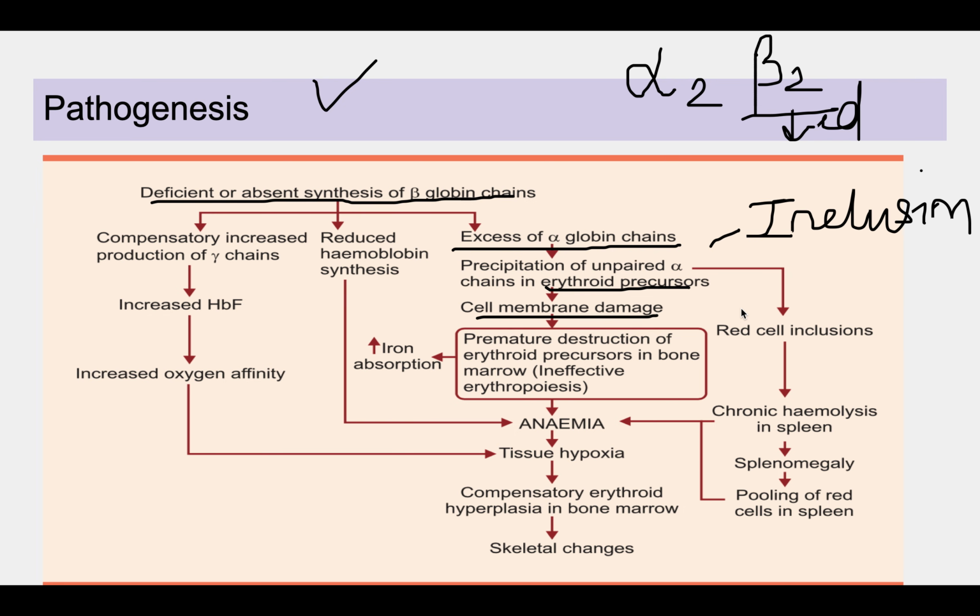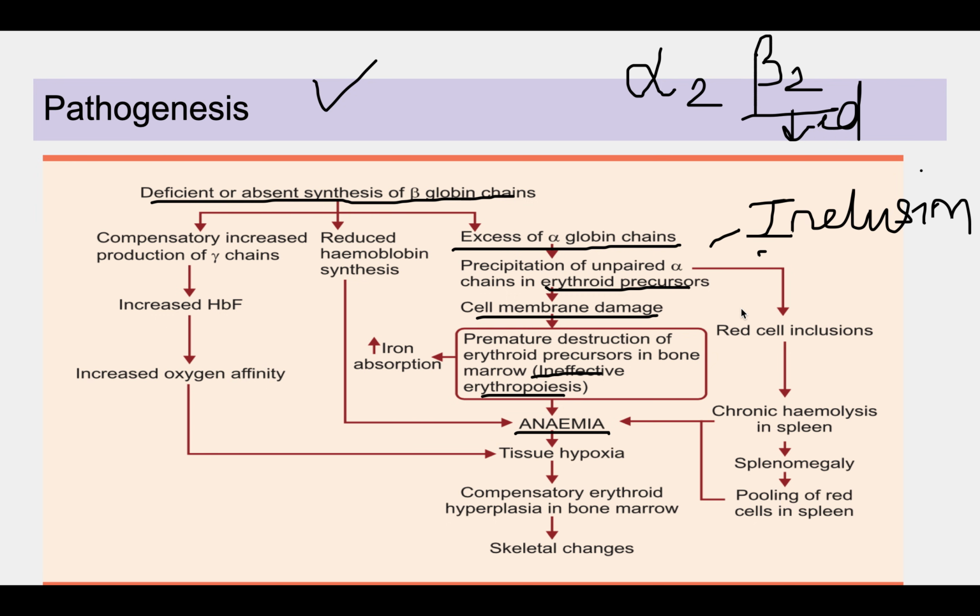When these produce red cell membrane damage, this will lead to premature destruction of the erythroid precursors in the bone marrow. This is known as ineffective erythropoiesis. Whenever there is destruction of the erythroid precursors in the bone marrow, it is known as ineffective erythropoiesis. This will lead to anemia.